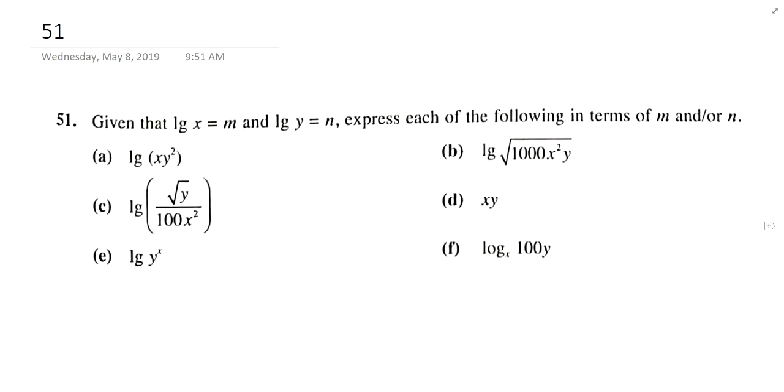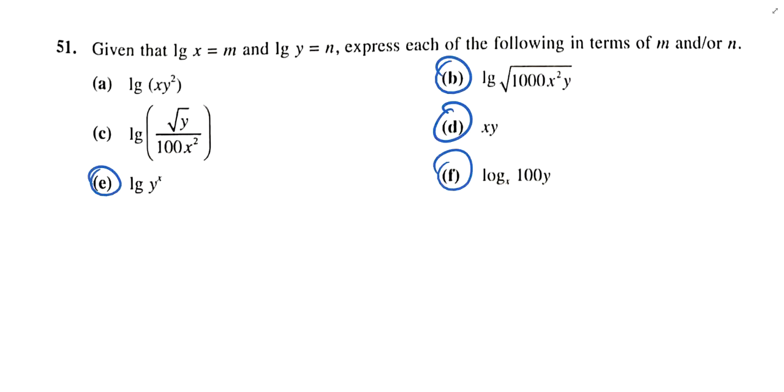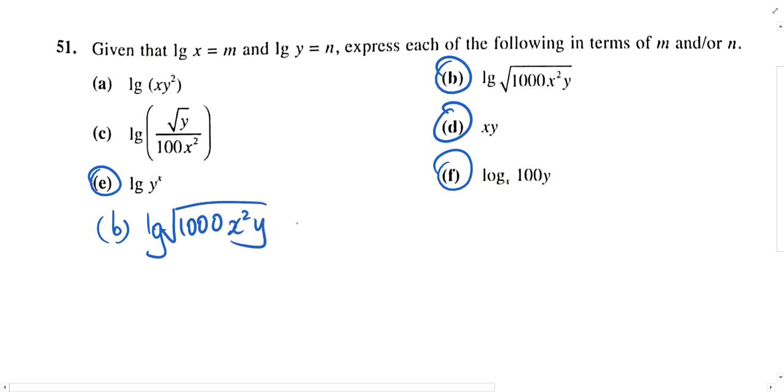Okay, next question 51. This one has a lot of tries, a lot of opportunities for those at the back. Let's start with part B. Common log of the square root of 1000 x squared y. Okay, how should we start? Half. You either talk louder or you come over here. Wait, bracket over here, is it?